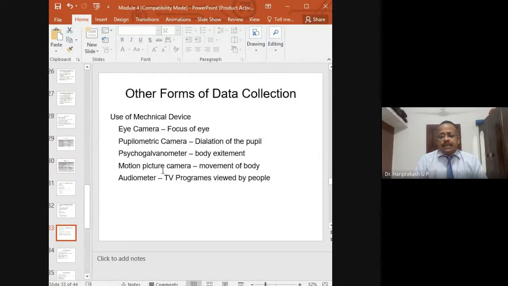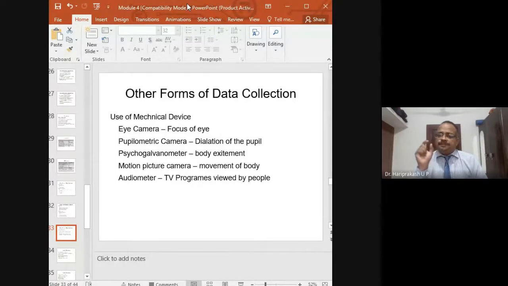Something like the eye camera. Eye camera is a camera which studies the movement of eyes. So psychology says that your eyes will be a reflection of what you are thinking, right? So the movement of eyes will show whether you are interested or whether you are not interested. So it will focus on the eye of the audience and measure what he is interested in or not. So that is, an eye camera may be used. There is another device that is called a pupillometric camera.